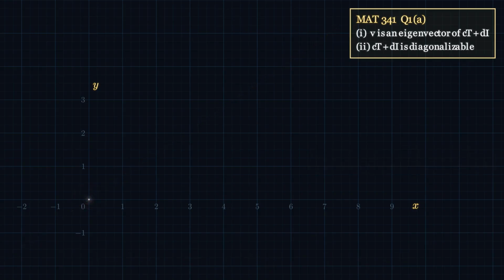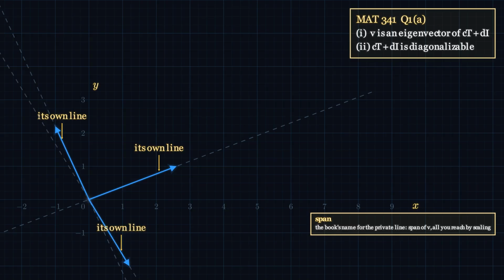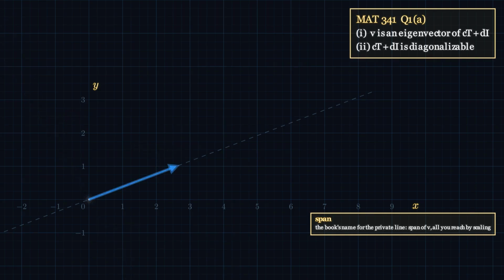So every arrow owns a private straight line, the line through the origin in its direction. Your textbook has a name for this private line: the span of the arrow, everything you can reach by scaling it. Every number you multiply by keeps the arrow somewhere on that private line. Hold on to that picture, the arrow and its own line, because the entire video and the entire question we are chasing lives on that line.